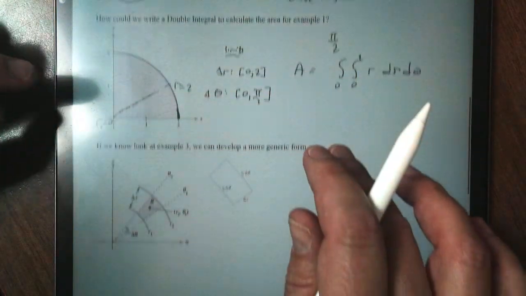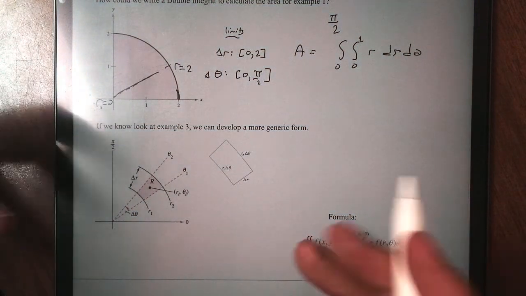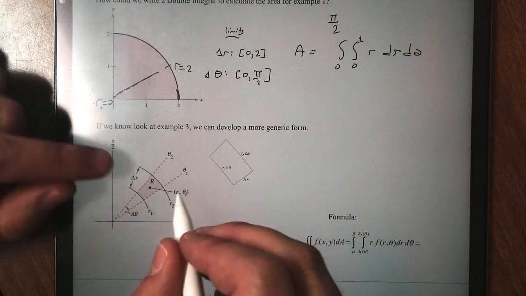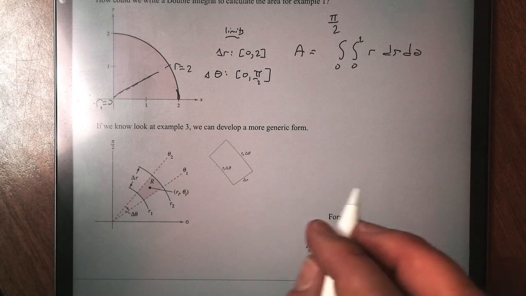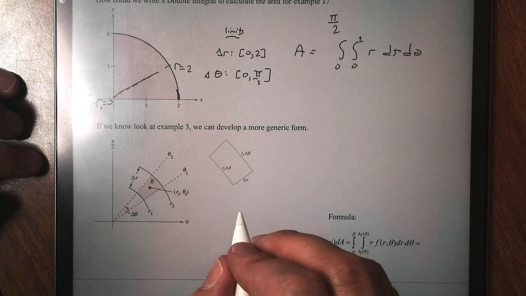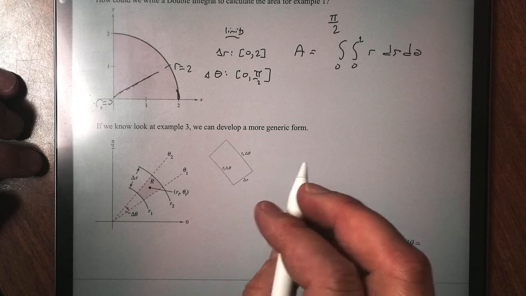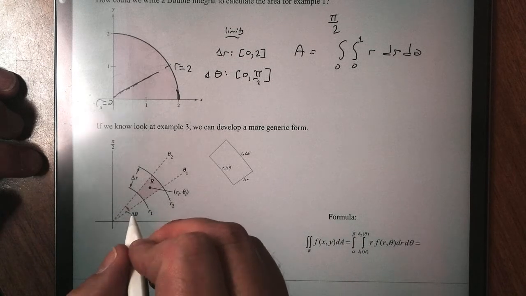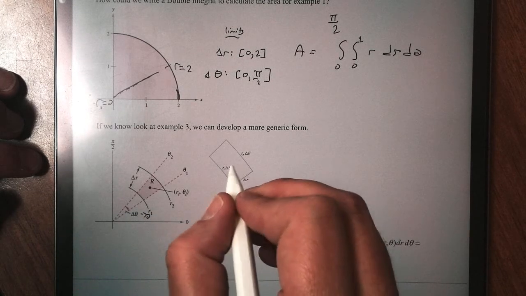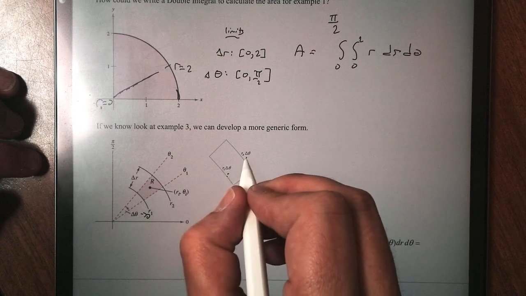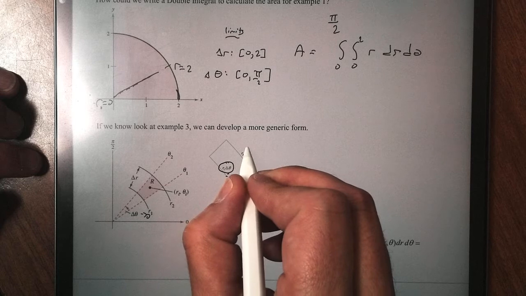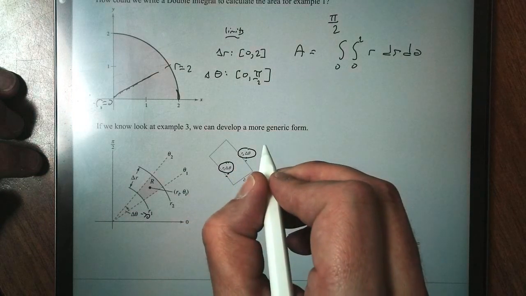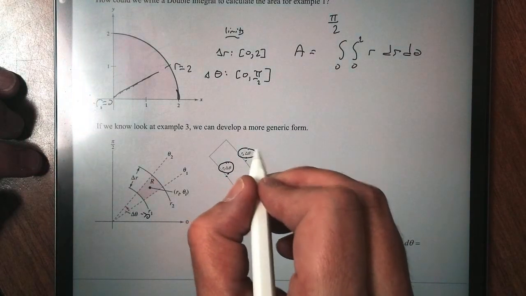Now, again, if we look at this in a more generic form, let's take a look at this little rectangle. As delta r goes to 0, if we let delta theta go to 0, these two radial lengths become the same, or this is my arc length. My arc length on bottom and my arc length on top become the same. So these two become S.